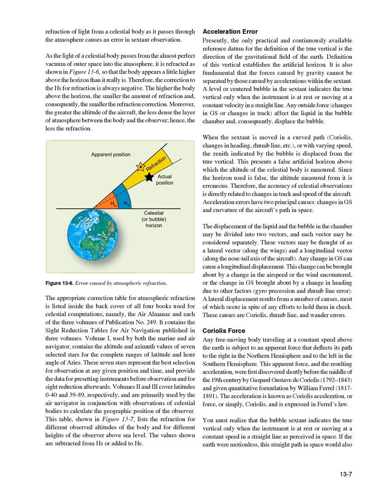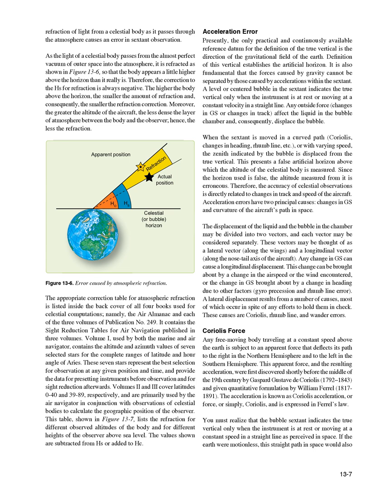This change can be brought about by a change in the airspeed or the wind encountered, or the change in g's brought about by a change in heading due to other factors, gyro precession and rhumb line error. A lateral displacement results from a number of causes, most of which occur in spite of any efforts to hold them in check. These causes are Coriolis, rhumb line, and wander errors.